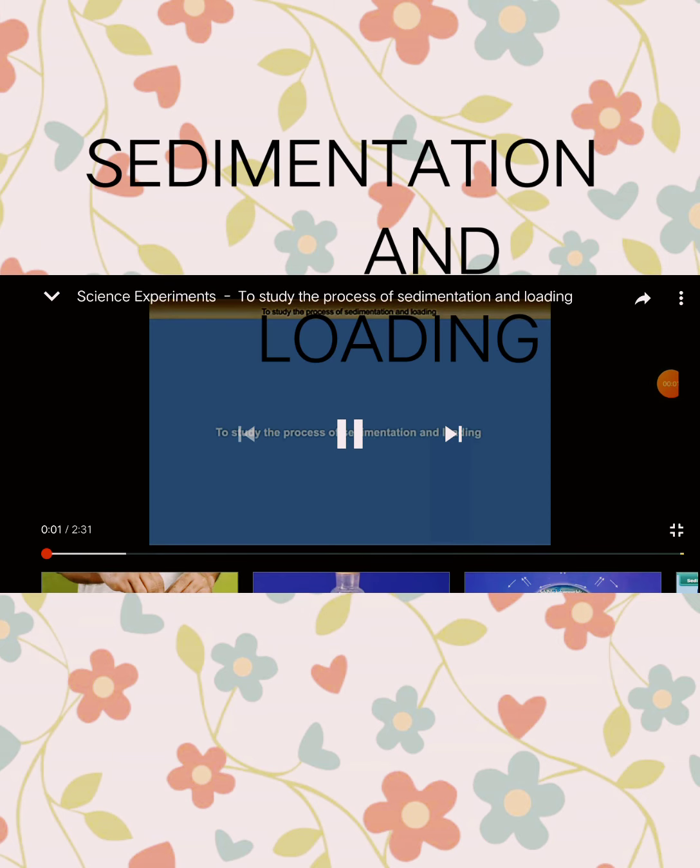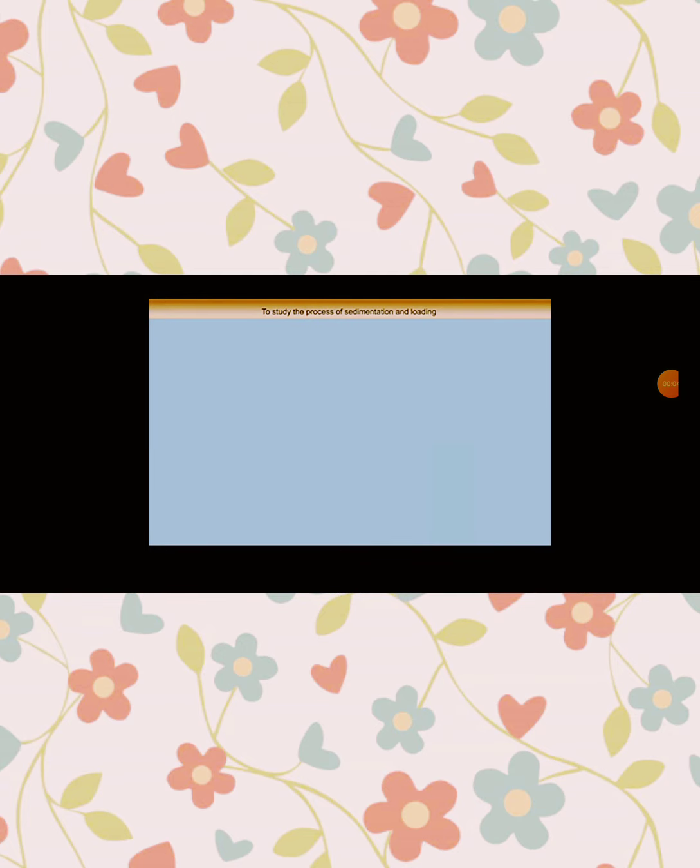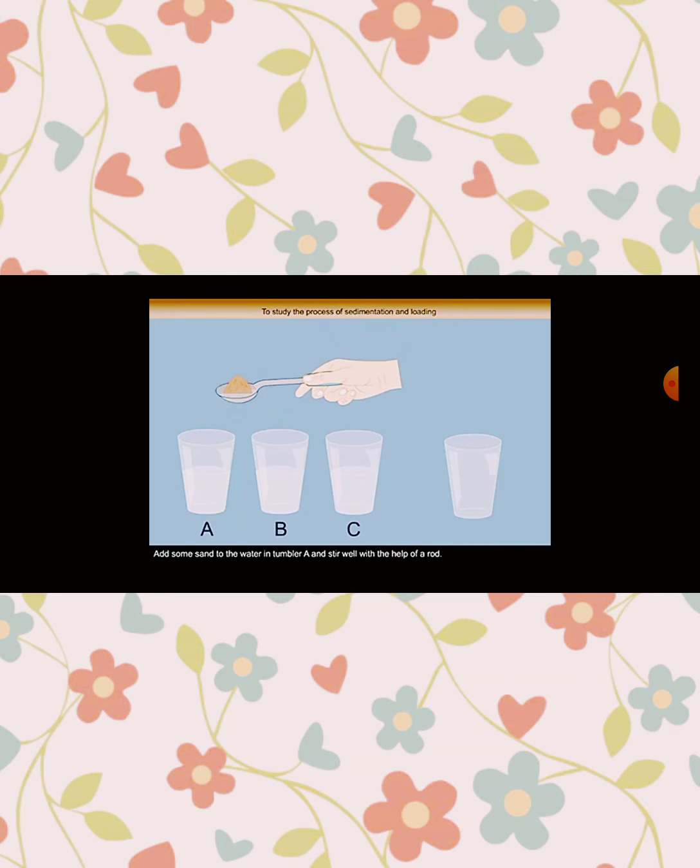Study the process of sedimentation and loading. Things required: 4 glass tumblers, water, sand, clay, a glass or wooden rod, and some amount of alum. Procedure: half fill 3 glass tumblers with clear water and mark them as A, B, and C. Add some sand to the water in tumbler A and stir well with the help of a rod. Add some clay to the water in tumblers B and C and stir them as well.